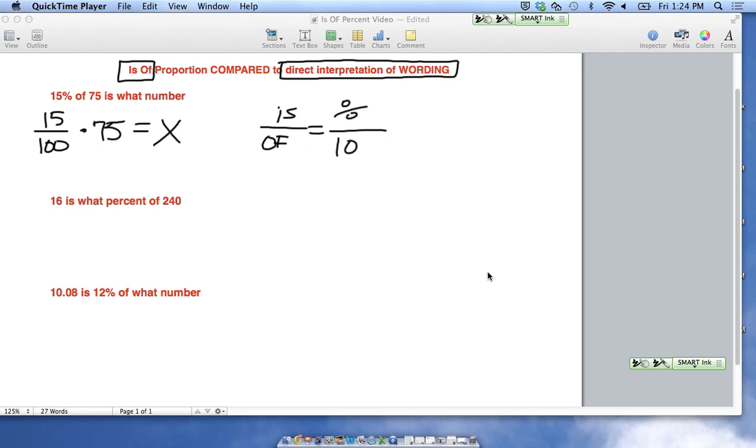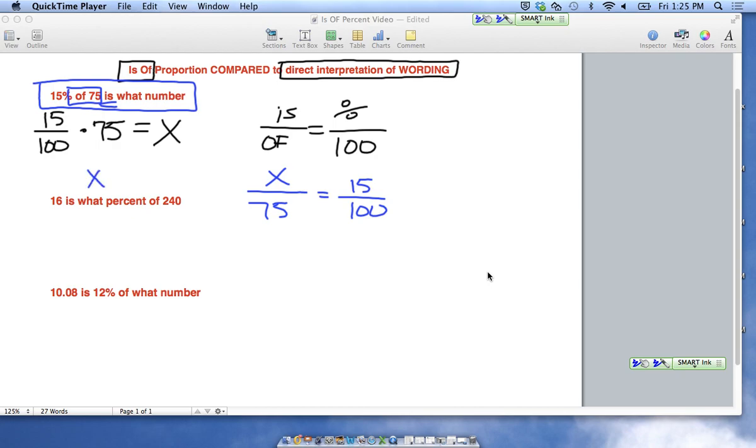Percent over 100. So to take this problem presented in class and interpret it using proportions, well, the percent piece stays the same. 15% is still 15 over 100. Of 75, the word "of" is associated with 75, and "is" is associated with x. Solving both equations should give you the same answer. X is the number 11.25. 15% of 75 is 11.25.